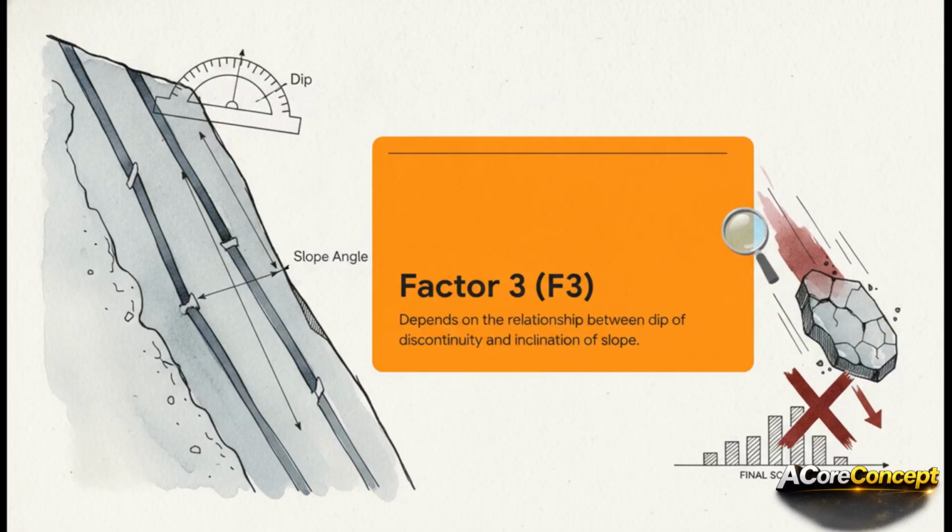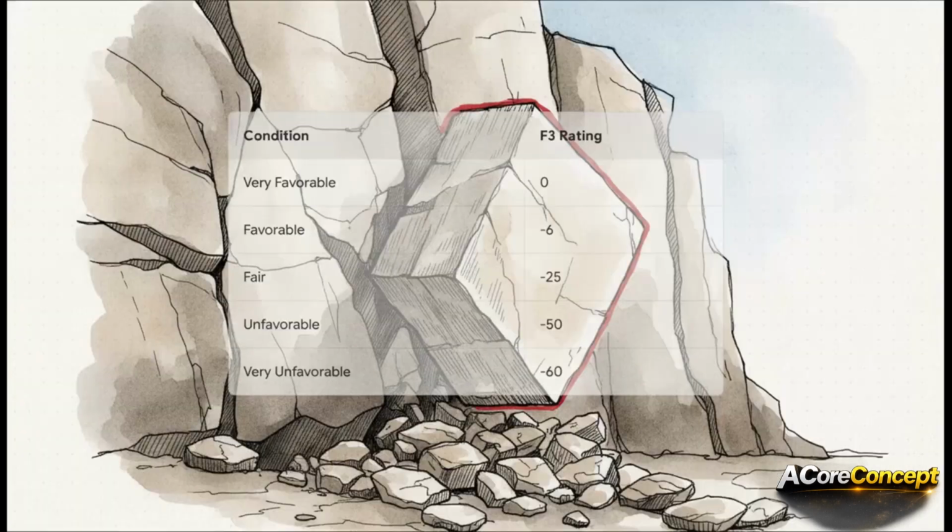It looks at the relationship between the dip of the discontinuity and the inclination of the overall slope face. This factor heavily penalizes our final score based on how dangerously those natural rock joints interact with the steepness of the slope we've artificially created. Notice a huge difference here. Unlike F1 and F2, which are multipliers, F3 subtracts directly from our total score.